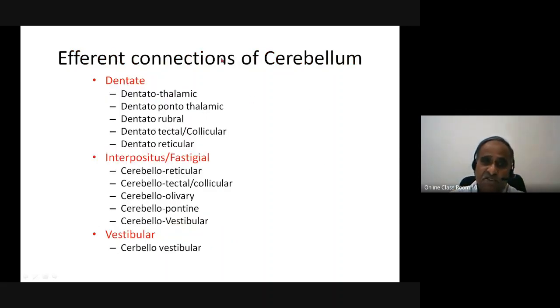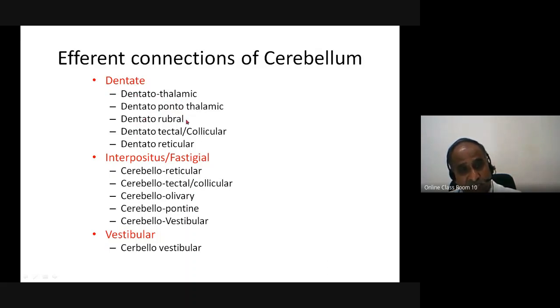Now, the efferents from the cerebellum go by three nuclei: the dentate nucleus, the interpositus nucleus and the fastigial nucleus, and the vestibular nucleus. The flocculonodular lobe projects through the vestibular nucleus. Now, the dentate nucleus provides information to the thalamus as the dentatothalamic tract. Some of them go through the pons, dentato, pons, pontothalamic. That is where the reticular system comes into play.